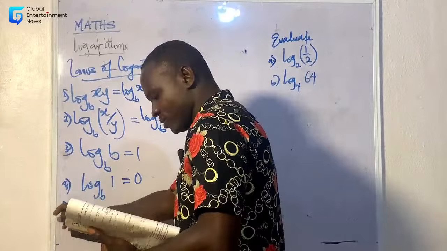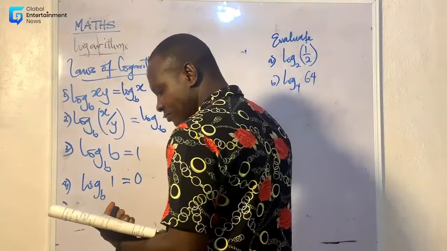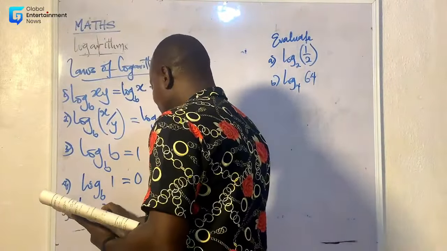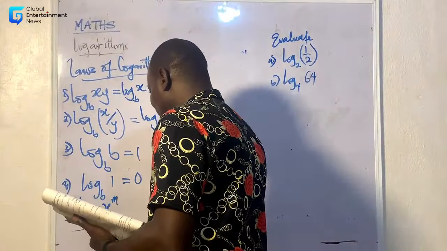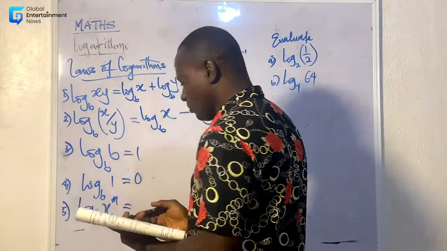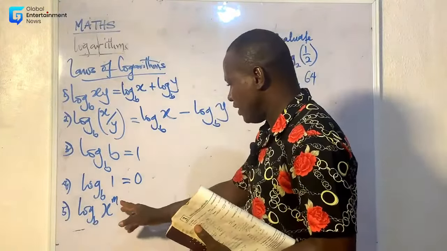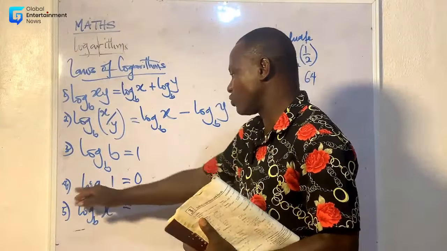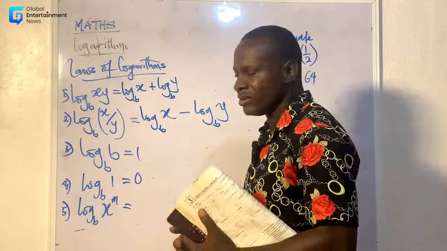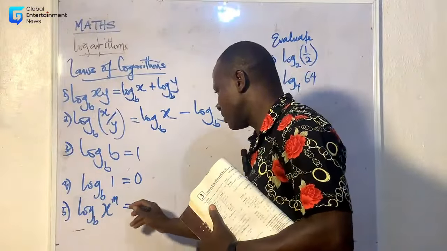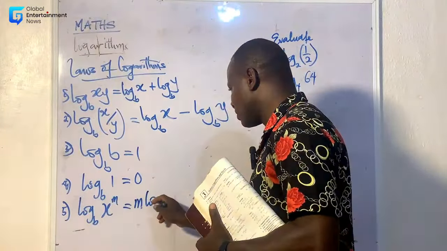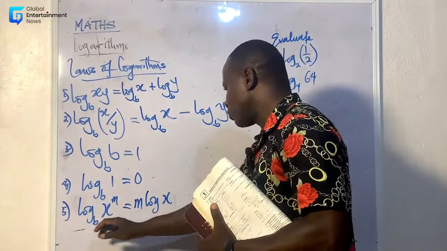Then the fifth one, we have log x raised to power m, base b. Anytime you see something like this, the power is going to come to the front of the log. So this one is going to be m, you can see we carry the power, log x base b.